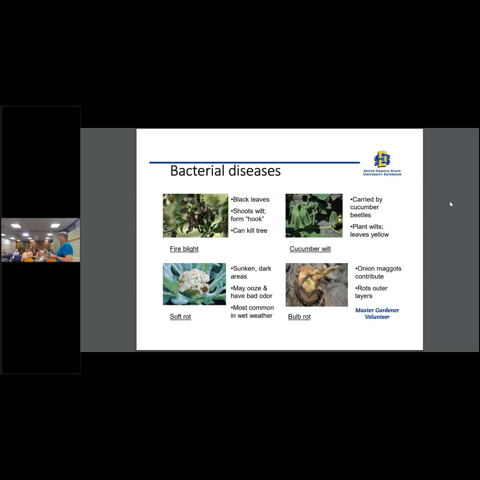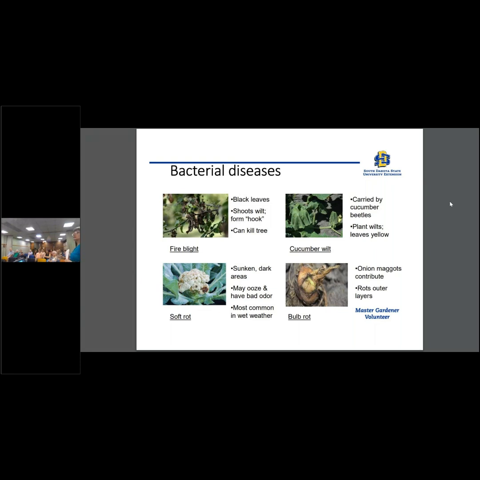Soft rot affects celery, cauliflower, and broccoli. It has sunken dark areas. They may ooze. Many things caused by bacteria are wet or oozy looking. And it's most common in wet weather because bacteria likes wet weather. I don't know, I can't tell you if you could cut those sections off and eat the rest of the broccoli or cauliflower. I really don't know. I guess that's up to you if you want to try eating it or not.